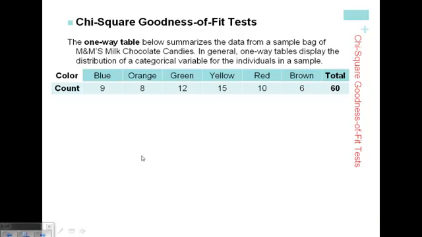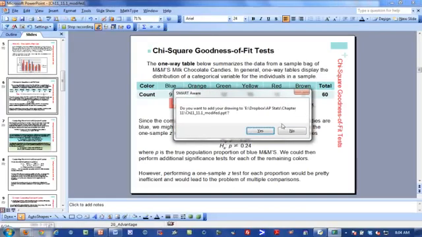We are going to describe our data in a one-way table. There's only one categorical variable going on here right now, and that categorical variable is called color.